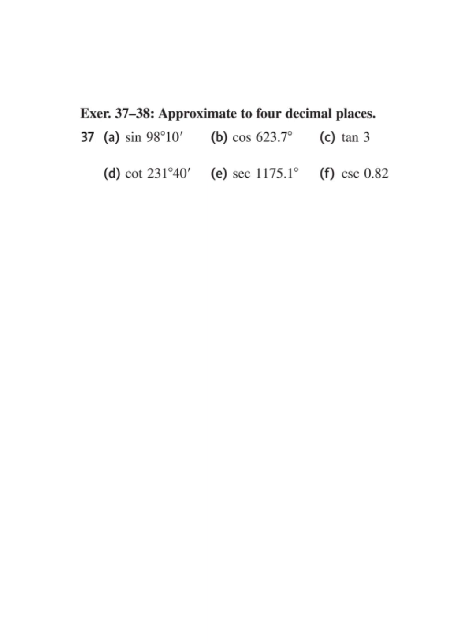All right, approximate to 4 decimal places. We're in degree mode here, so we have to figure out what 10 minutes is. Part A is sine of 98 point, so 10 divided by 60 is 0.16 repeating. So we're going to take the sine of that. You're in degree mode, and that's going to be 0.9899, to 4 decimal places. That is the answer.